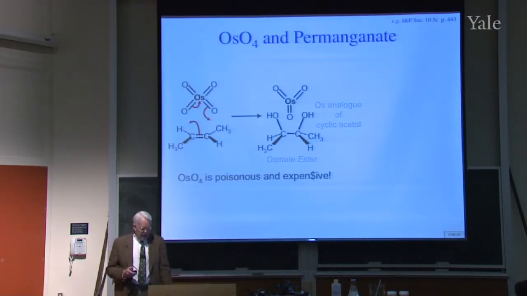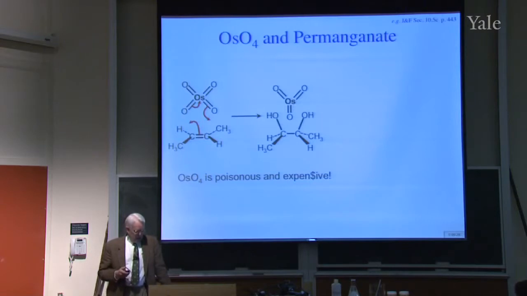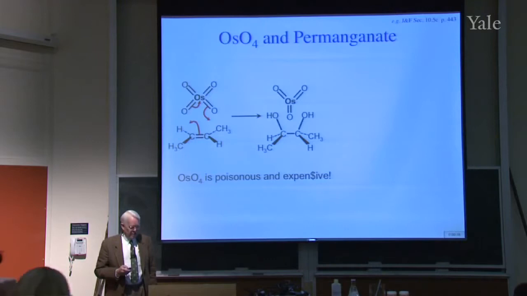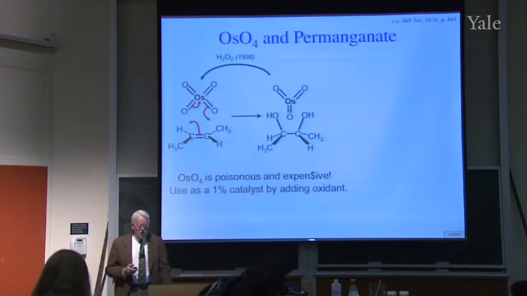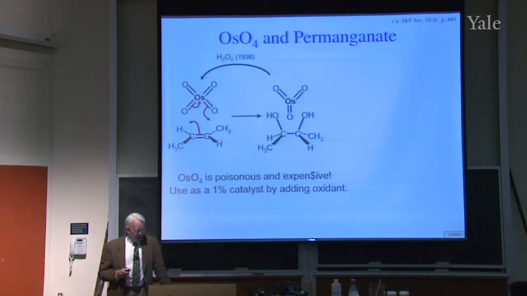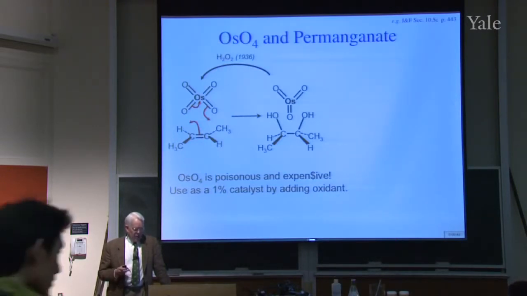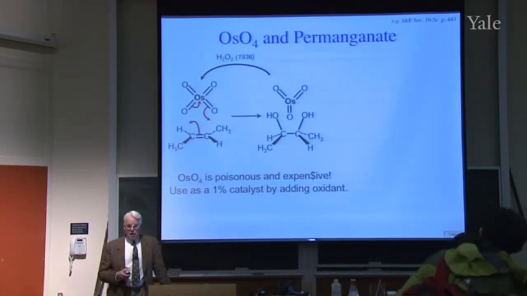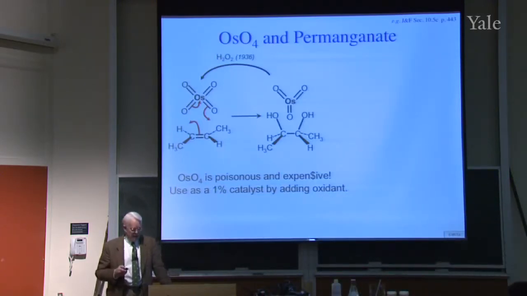So the problem with this is OsO4 is a very efficient reagent for that, but it's poisonous and it's also very expensive. So you have to figure out some way not to use so much of it. And the way you could do it is to use just a little bit of it as a catalyst and put hydrogen peroxide in there in order to convert the osmium equivalent of trioxide back to the tetroxide again, so it can cycle around and keep doing the reaction.